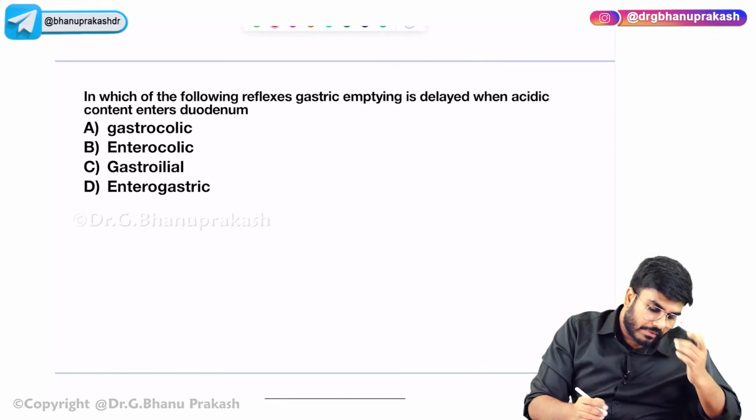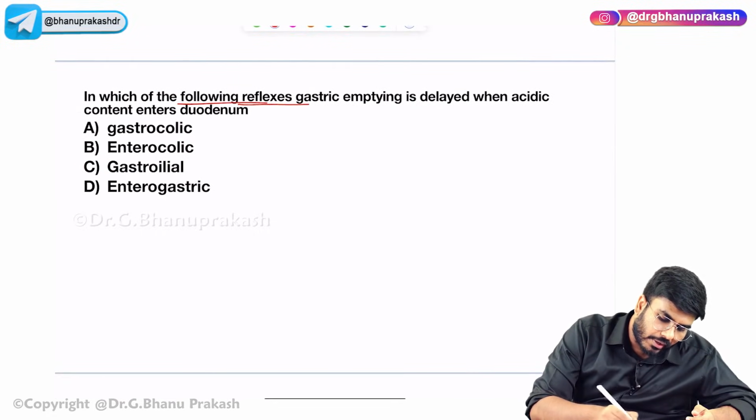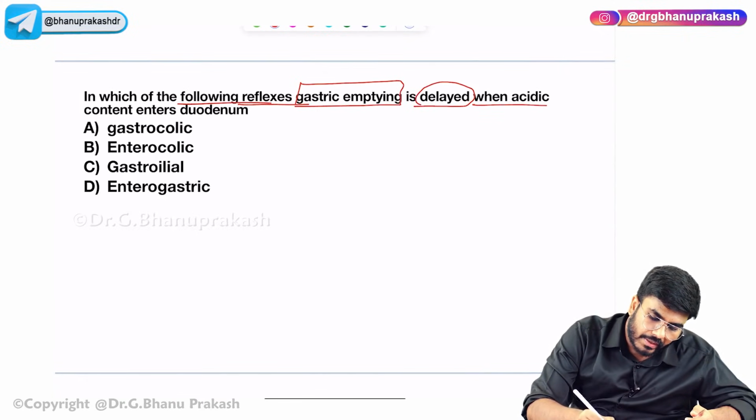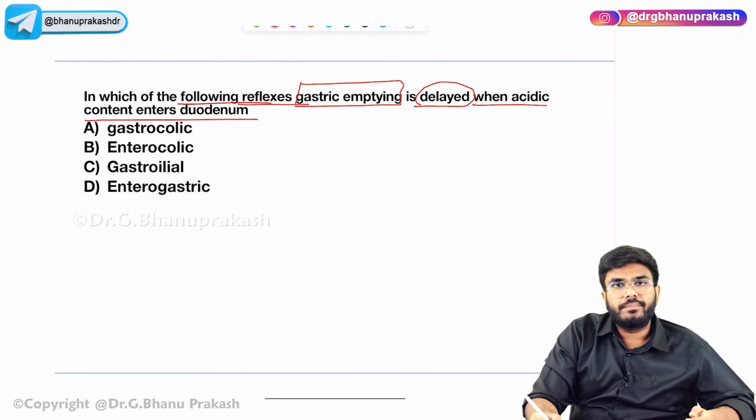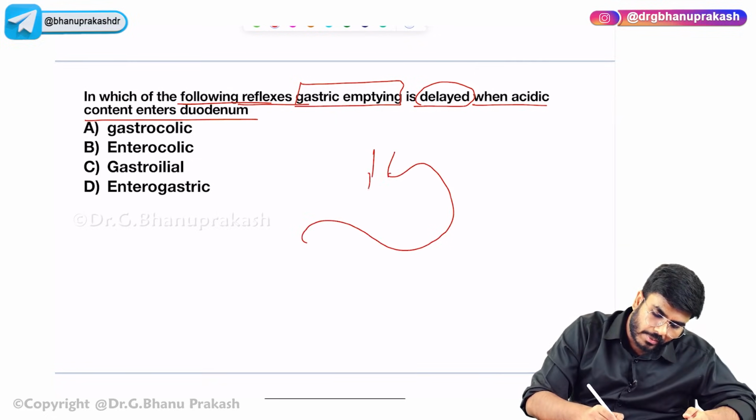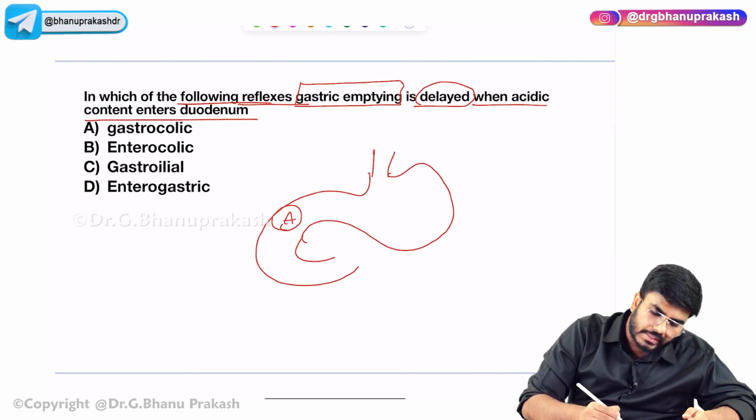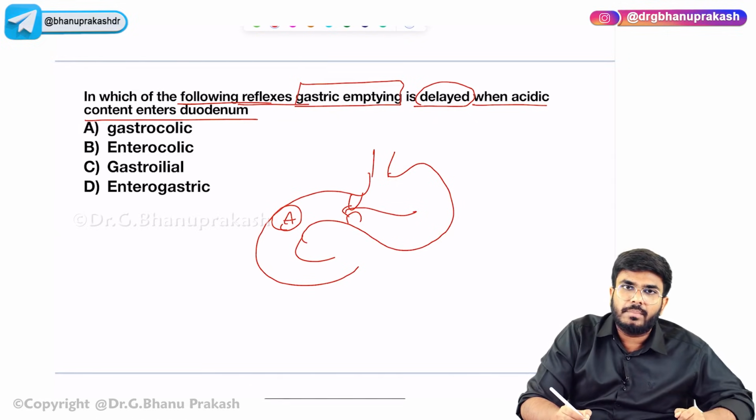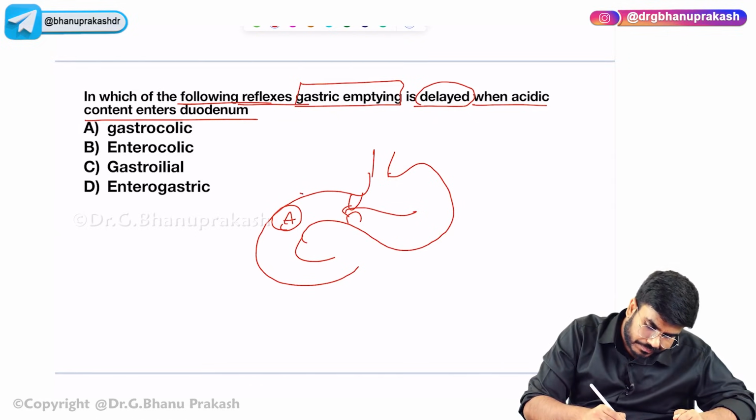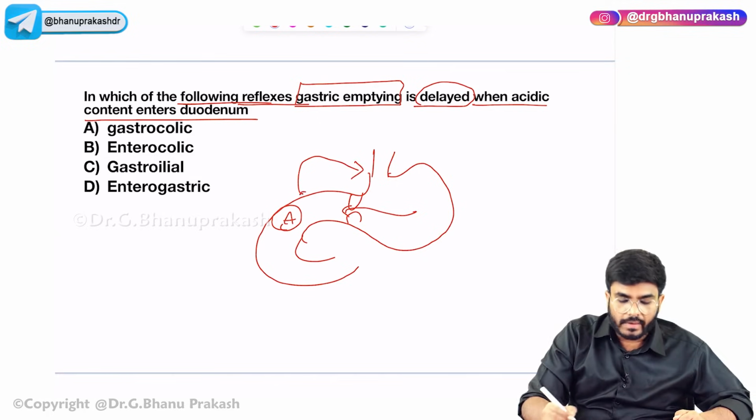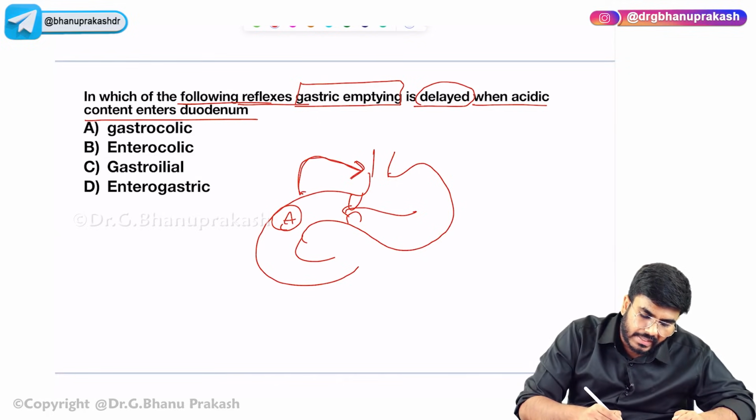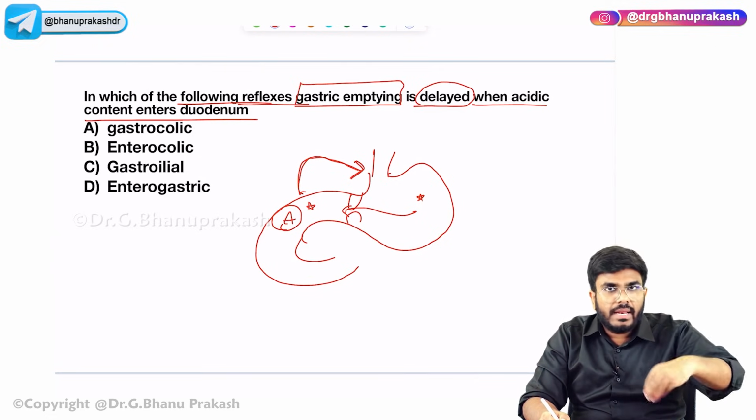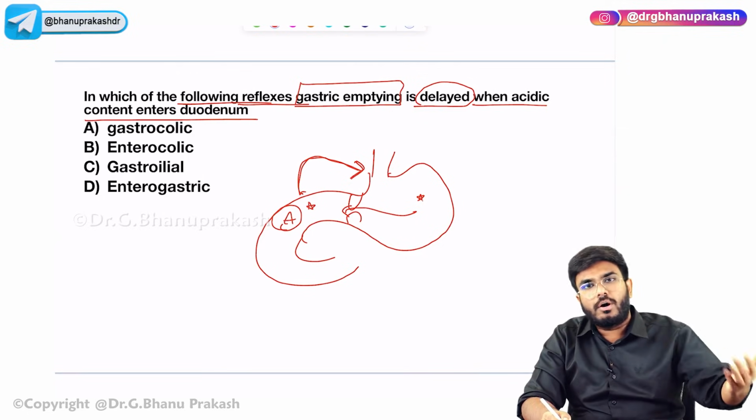Okay, next, which of the following reflexes? Gastric emptying is delayed when acidic content enters the duodenum. Look here carefully. Here is the stomach, here is the duodenum. When acid comes into the duodenum, that inhibits the gastric emptying, delays the gastric emptying. This is called enterogastric reflex. It's the intestines telling the stomach, stop. Enough food came, let it digest, let it absorb.